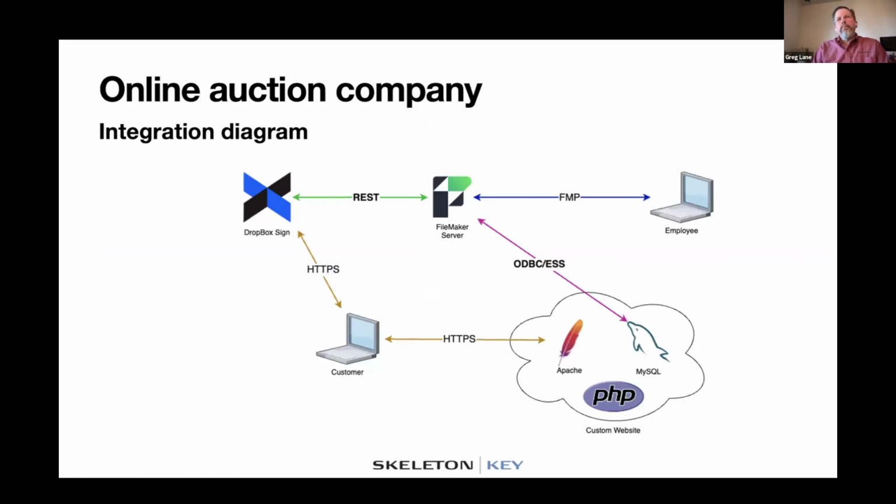So this diagram illustrates the major components that are involved in this integration. The FileMaker system is the hub for everything. The employees at the organization primarily use FileMaker Pro, connect to FileMaker Server, and do all of their work through that environment. And then FileMaker reaches out to Dropbox Sign, to the website, and sends lots of emails and things like that to coordinate everything.